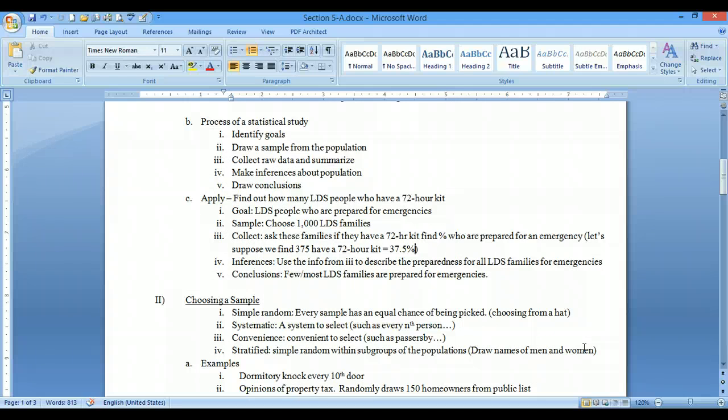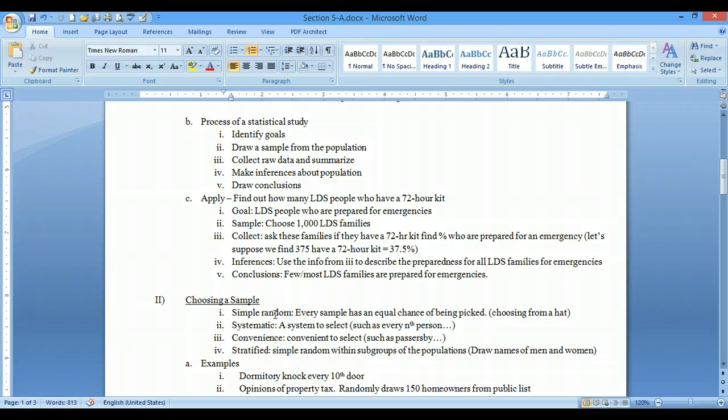Now we're going to get into choosing samples. There's different ways to choose samples. You want to make sure that it is representative of the population. If I were to take a sample that isn't representative of the population, then the whole study goes awry. So with my study here, I needed to choose 1,000 LDS families. If I just chose 1,000 people out on the street and then made my inferences about LDS people, then it wouldn't make any sense.